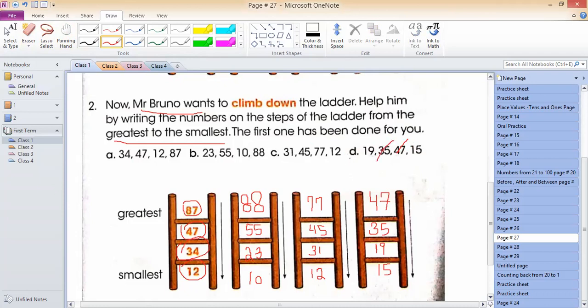Now you have two numbers left, 19 and 15. I told you guys, whenever you have the same number in the tens place, then you will compare the ones. Look, this is also 1, this is also 1. So you will compare the ones now. Which is bigger, 5 or 9? Because 9 is bigger, you will write 19 first and then 15. Clear guys?